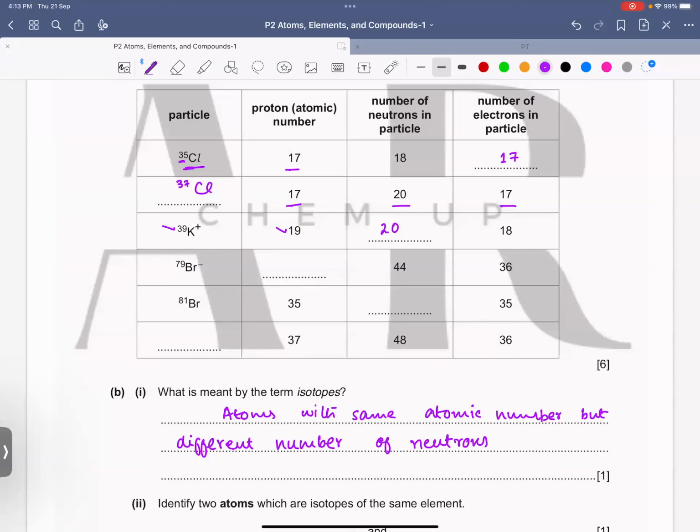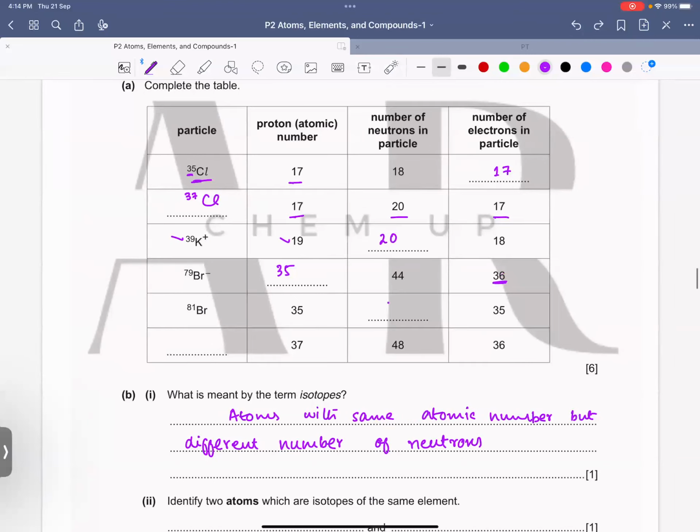Manahil, tell me the next one. Very good. How will we figure it out? Because -1 is indicating one more electron. So we will subtract 1 from the number of electrons to get the protons. Here, Khatija, what will be the neutrons? In the second last row. 81 minus 35 is going to be 46. Yeah, very good, 46.